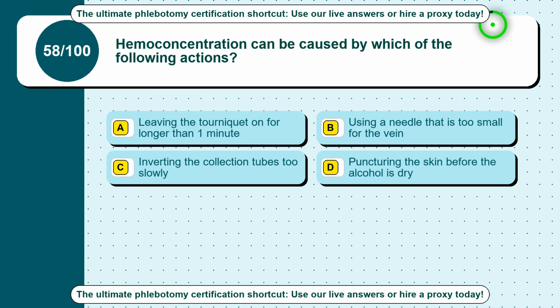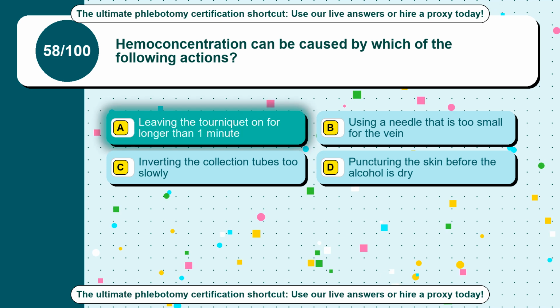Question 58. Hemoconcentration can be caused by which of the following actions? Option A, leaving the tourniquet on for longer than 1 minute. Option B, using a needle that is too small for the vein. Option C, inverting the collection tubes too slowly. Option D, puncturing the skin before the alcohol is dry. The correct answer is option A, leaving the tourniquet on for longer than 1 minute.